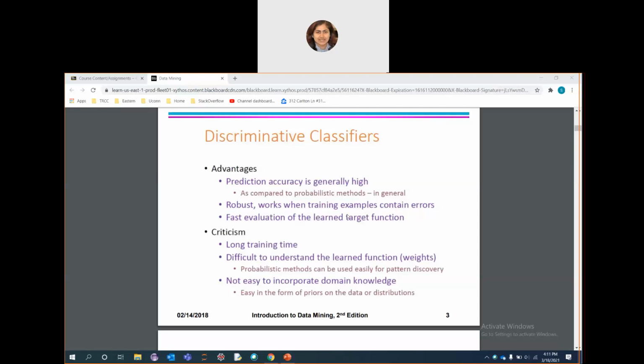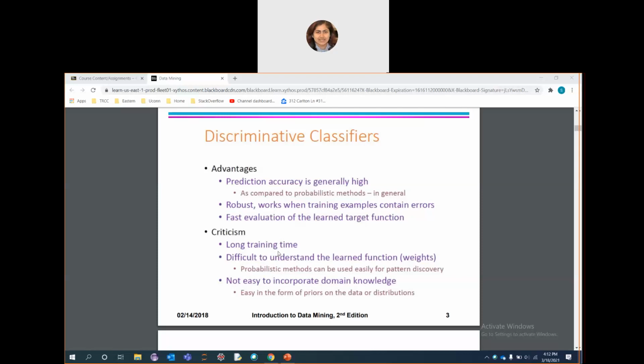So whenever your training examples actually have errors, it also works really well in that kind of situation. And fast evaluation of the learned target function. So whenever you train your data to your SVM model, after that, when you apply that model to the testing data, while evaluating the target function, it also gives us good accuracy. But the disadvantage is that it takes a lot of time. The time complexity is really high. It takes a long amount of time for training the data.